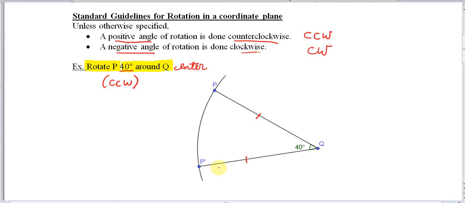So we have a brief introduction into what it means to make a rotation, or the precise definition of rotation in geometry. We're going to end this video here and start another one on rotating figures in a coordinate plane.